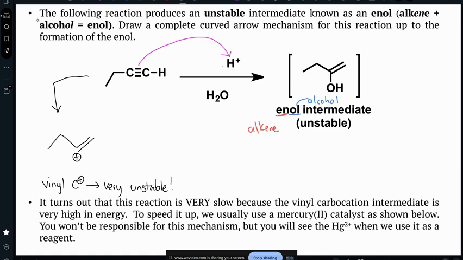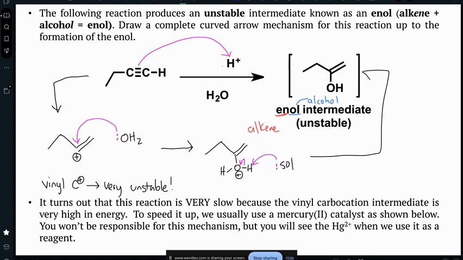But I'm going to take my vinyl cation and attack it with the first nucleophile that's around. That is going to produce something that looks like my enol, except has an extra proton. So I would need to deprotonate. That looks just like the reaction of water with an alkene with an acid catalyst.